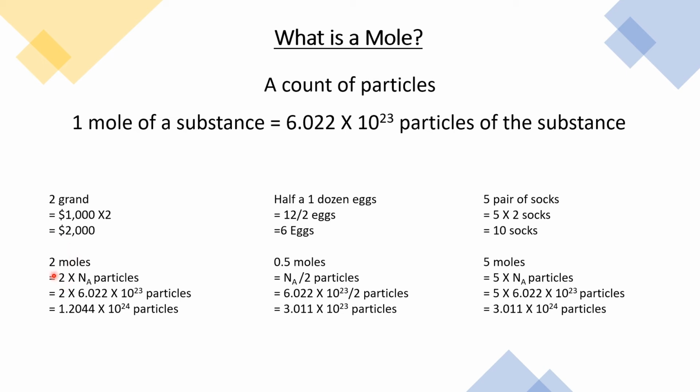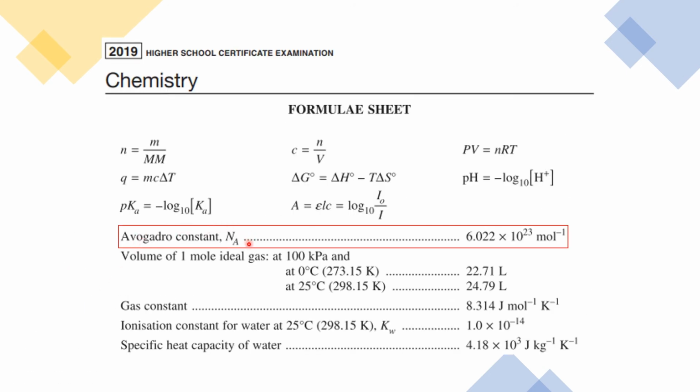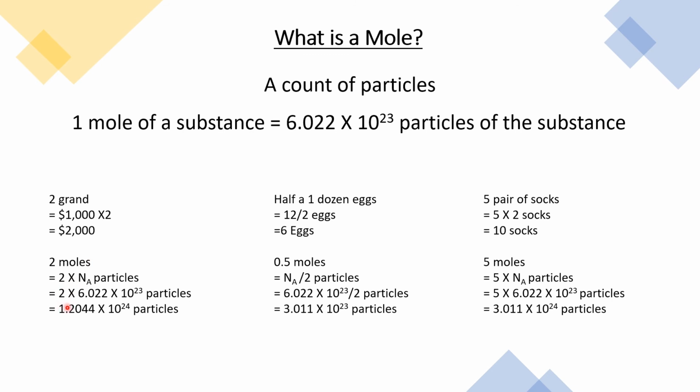As an example, if I have 2 grand, that's essentially 1 grand times 2, which is $2,000. I can treat my number of moles in a very similar way. If I have 2 moles of a substance, or 2 moles of particles, then that would represent 2 times Na here, which is the Avogadro constant. That's the way that we usually notate it. So in other words, 2 times 6.022 times 10 to the 23 particles. If you multiply that number by 2, you get 1.2044 times 10 to the 24 particles.